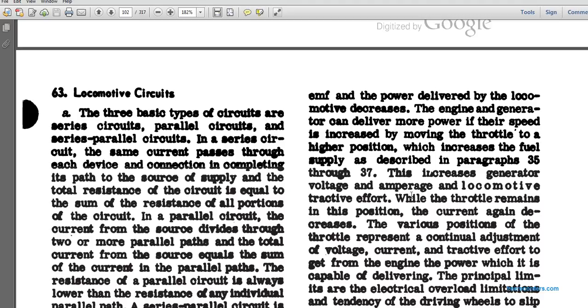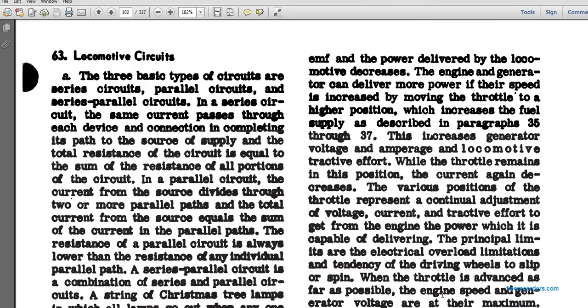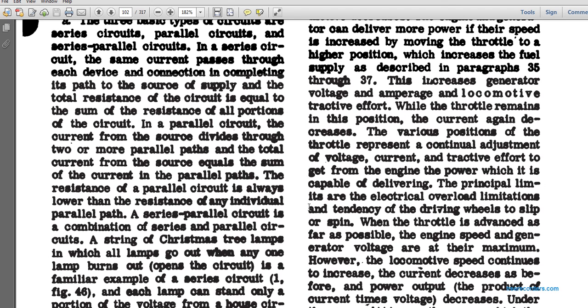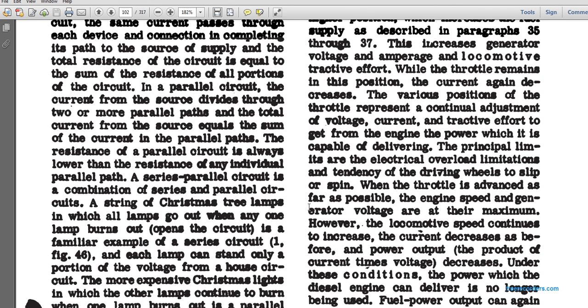This increases the generator voltage, amperage, and locomotive traction effort while the throttle remains in position. Again, the varied position of the throttle represents a continual adjustment of the voltage, current, and traction effort to get the engine power within the capability of delivering. The principal limitation of electrical overload is the tendency of the driving wheels to slip and spin as the throttle is advanced, at the far end of possible engine speed, with generator voltage at its maximum. However, as the locomotive speed continues to increase, the current decreases before the power output, the product of amperes times voltage, decreases.